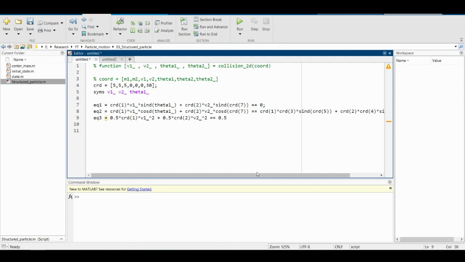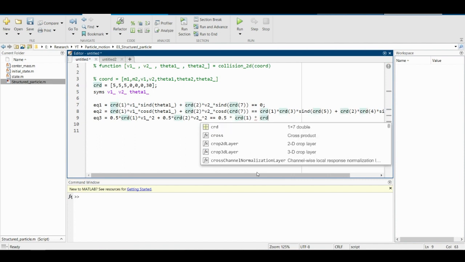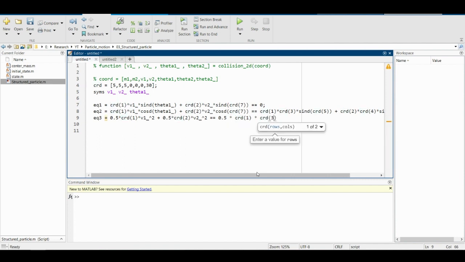0.5 m1 unit square into CRD1 into v1 whole square CRD 3 whole square plus the same thing 0.5 into CRD 2 into CRD 4 whole square. So this will be exact.